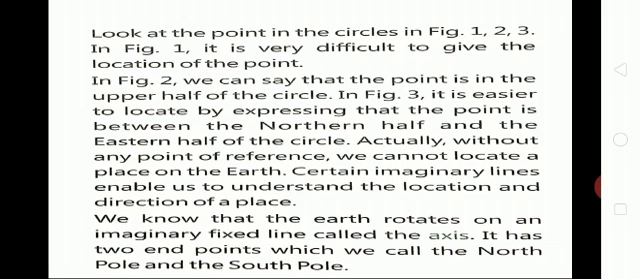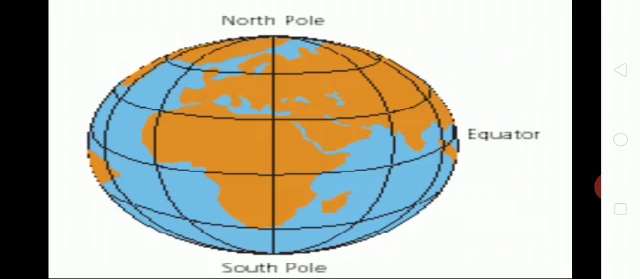We know that the earth rotates on an imaginary fixed line called the axis. The earth rotates around an imaginary line called the axis, and it has 2 points which we call the north pole and south pole. I have already said, it is flat in shape. See the north pole and south pole, and the equator divides our earth into 2 equal parts.